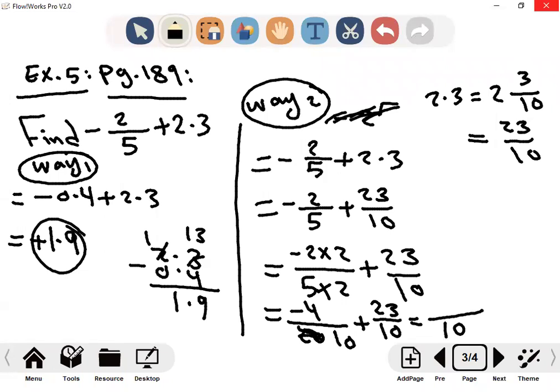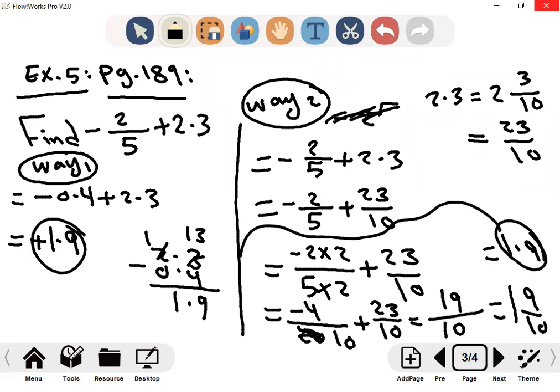Up, negative 4 plus 23. Different signs, subtract, put the bigger sign. Don't do 4 plus 23 and put 27, this is wrong. Negative 4 plus 23, 19. 19/10 is 1 and 9/10, which is 1.9. It is the same as our answer here, okay? So you have two ways to do it.